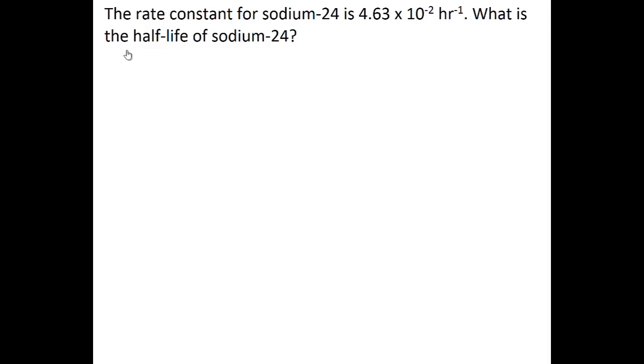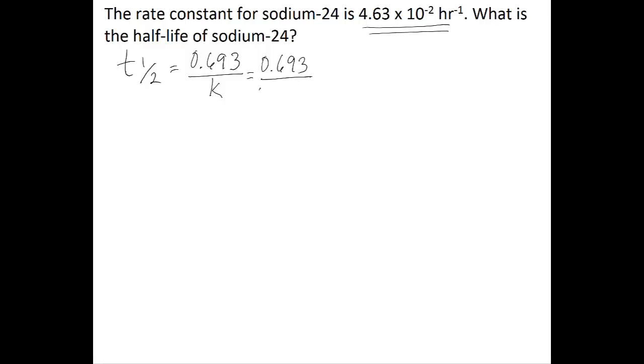So the equation for half-life is T 1/2, which represents the half-life, and it's 0.693 divided by k, which is the rate constant. And you're given the rate constant for sodium-24 in this problem. So all you have to do to find the half-life is divide 0.693 by 4.63 times 10 to the minus 2 per hour.